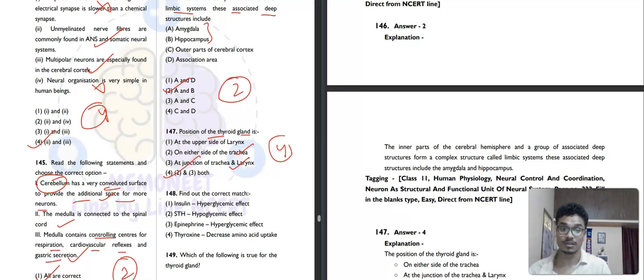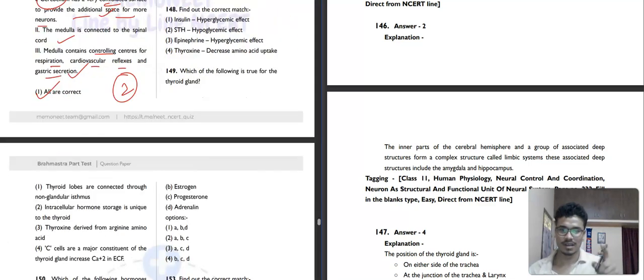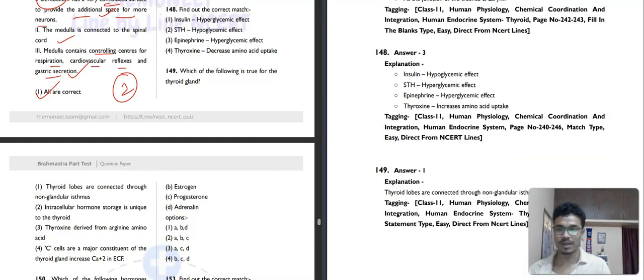You can see this. This is given in your NCERT. Diagram is given as far as I can remember. Then 148. Find out the correct match. Insulin, hyperglycemic effect. Insulin has a hypoglycemic effect. STH, hypoglycemic effect. These have a hyperglycemic effect. Epinephrine, hyperglycemic effect. They have a hyperglycemic effect. Thyroxine decreases amino acid uptake. It does increase amino acid uptake. Third option is our correct answer.